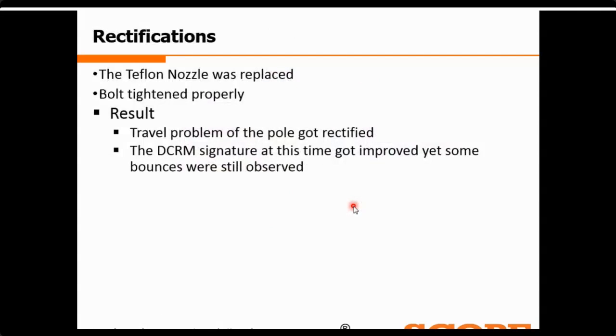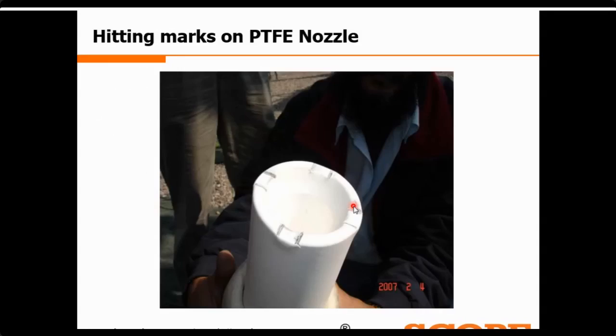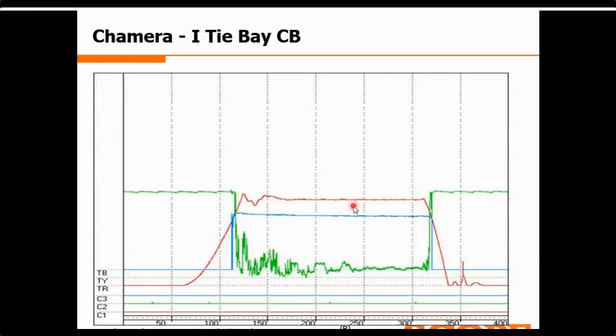When the rectifications were done, the Teflon nozzle was replaced and the bolts were tightened properly. The end result was that the travel problem of the pole got rectified. Earlier, the travel signature was like this. You can see the abnormality here. These spikes, there is a downfall in the graph. The travel graph is not proper here, along with the main contact insertion position of the DCRM signature.